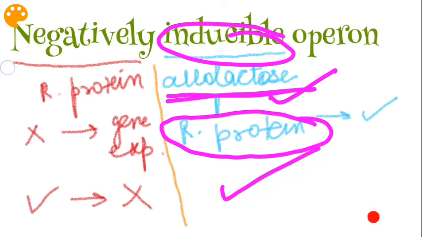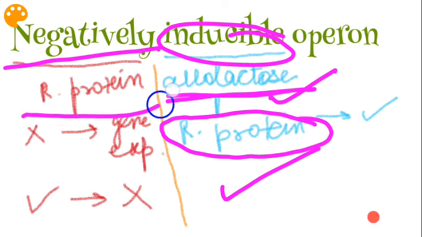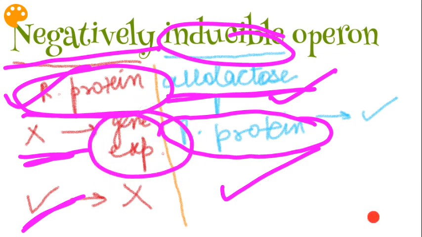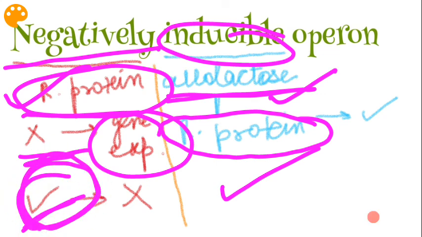Now why do we call it negative? Because when repressor protein is present in the absence of lactose, in the absence of allolactose, that is the inducer, it will not allow the gene to express. But when allolactose is present, then it will allow the gene to express. Why do we call it a negative operon? Because the presence of repressor protein inhibits gene expression, while absence of repressor protein will not inhibit gene expression. That's why we call it a negatively inducible operon system, right?